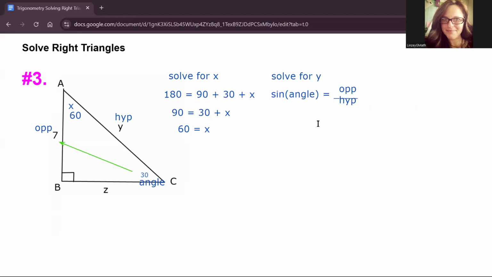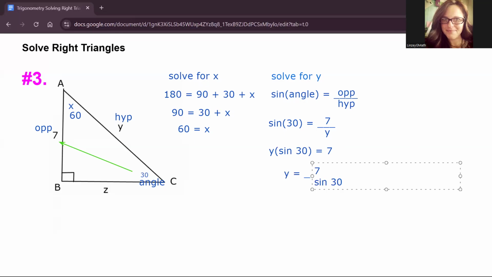And we'll fill in our formula. Sine of our angle, 30 degrees, is equal to 7 over y. We'll multiply by y to bring it over to the other side of the equal sign, and then we'll divide 7 divided by sine of 30. And we'll put that in the calculator, 7 divided by sine of 30, and we get y is equal to 14.